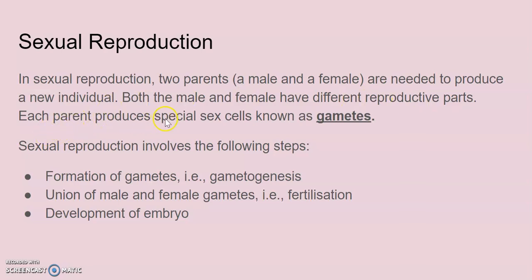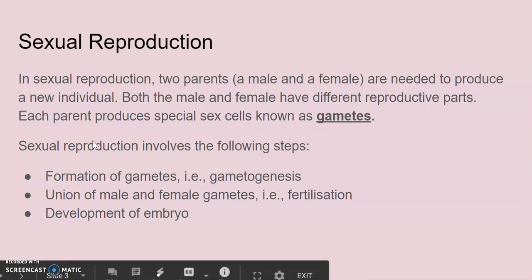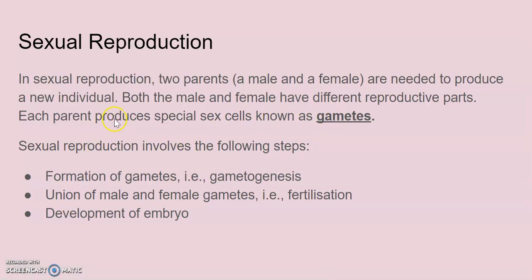Each parent produces special sex cells known as gametes. Means female or male parent एक तरीके के special sex cells produce करता है, जिसे हम क्या बोलते हैं, gametes. Basically gametes are those cells which take part in the process of reproduction, right? Gametes are those cells which play a role in the process of reproduction.